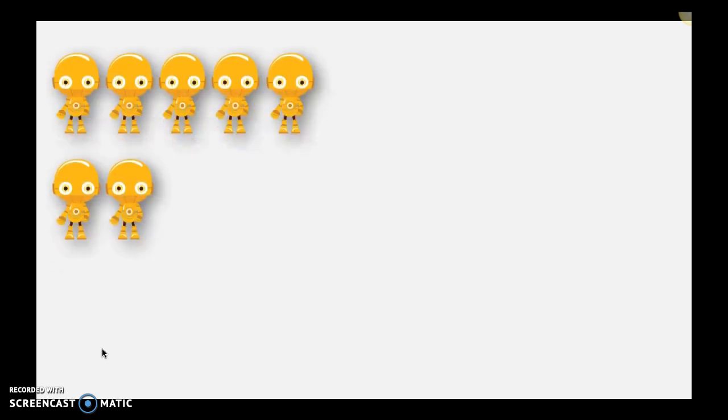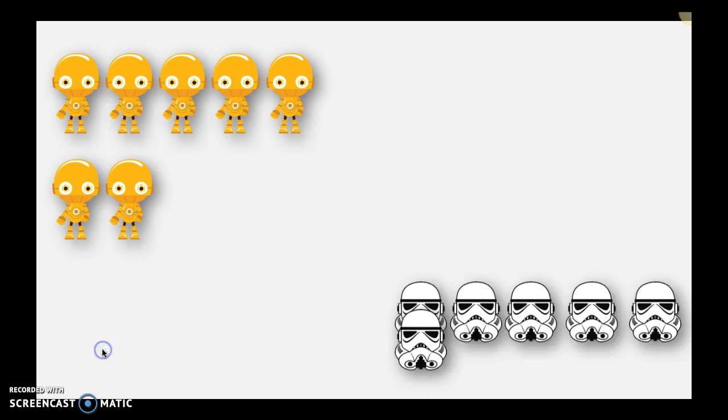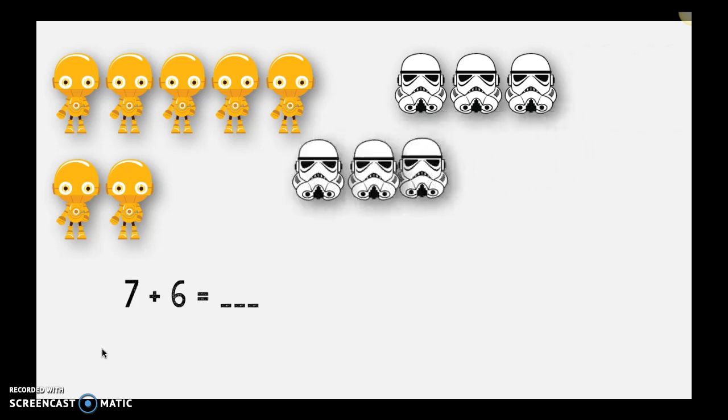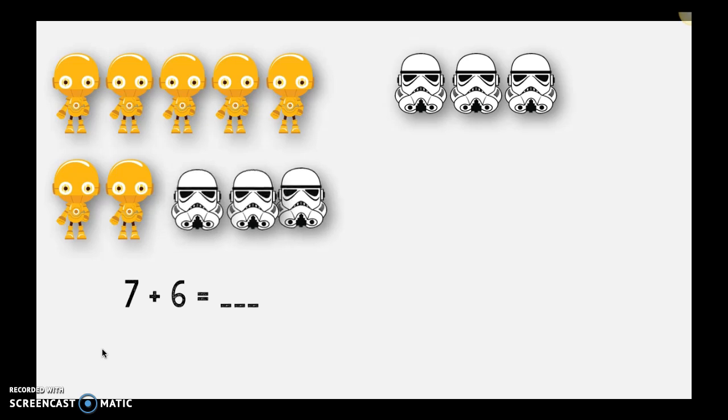Let's try it. At home, I have a lot of Star Wars toys. Don't tell anybody. I have 7 C-3PO toys, and I have 6 Stormtrooper toys. I know, I love them. Aren't they cool? Now, if I wanted to know how many Star Wars toys I had altogether, I'd have to make a number sentence. I could say 7 plus 6 equals something. But you know what? I remembered our learning goal. Our learning goal said that we needed to make a 10 using 7. What if I just did this? I slid 3 of them over there to make a 10. That looks nice, right?